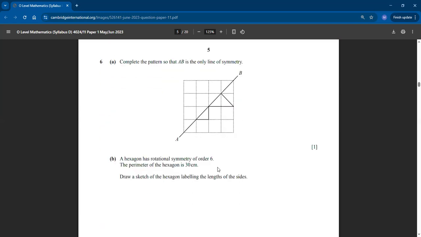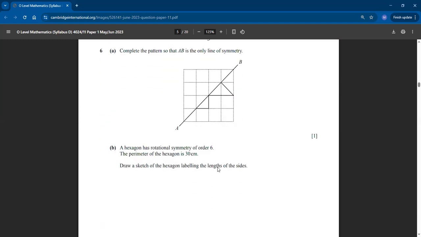Okay. Let's move on to this. Complete the pattern so that AB is the only line of symmetry. Now, these questions are very tricky because if you're referring to the marking scheme, you're going to see that the examiner mentions that the right thing is done, but the right shape or the right figure is not drawn. That is why students get really confused.